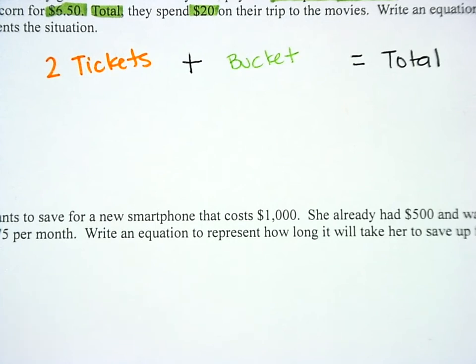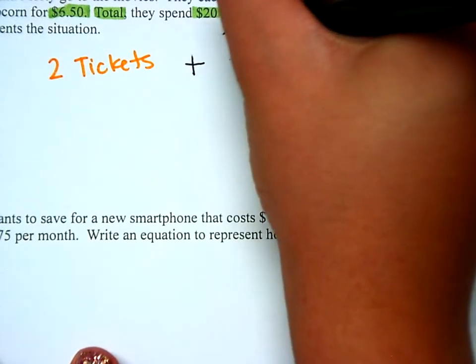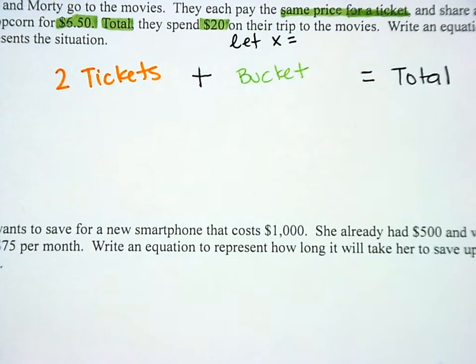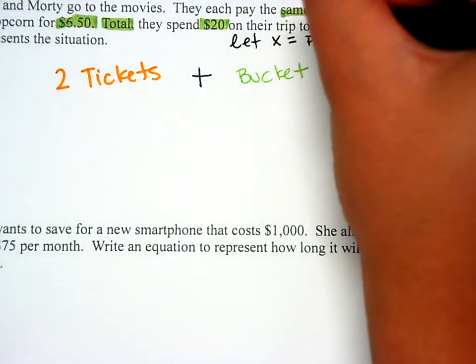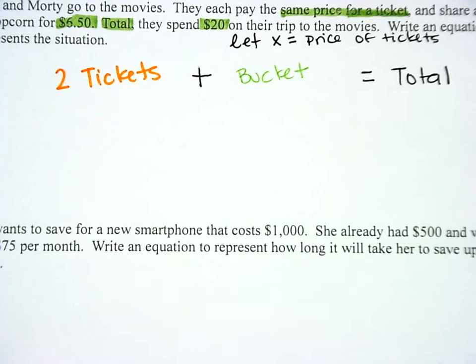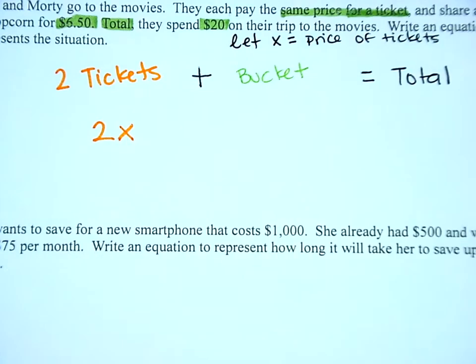So 2 tickets. Now, anytime in these problems where I've got something that I don't know the price of or I don't know the amount of, we're going to introduce a variable. We can keep it simple and make it x, but we need to let x equal something. So let x equal the price of tickets, since we don't know that. Okay, so coming down here where I have tickets, I've got 2, and then whatever the price is, which we said was x.